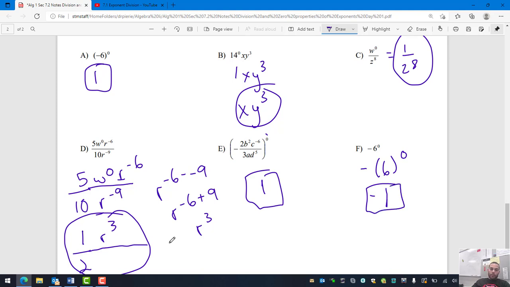Kind of tricky. A lot of people mess that up. Please don't get confused with your parentheses. It does make a difference here. If your entire negative quantity is being raised to the 0 power, it becomes +1. But here, it's 6 to the 0 power times -1, and that's why it spits out a -1 total.